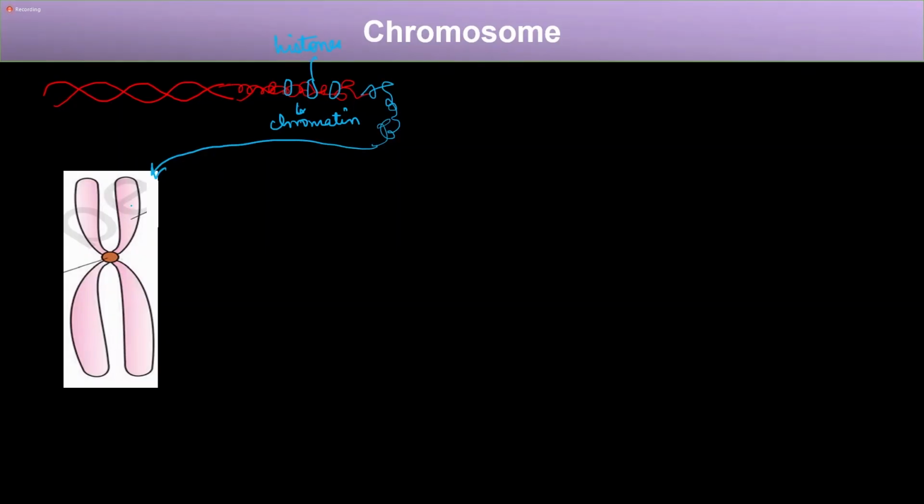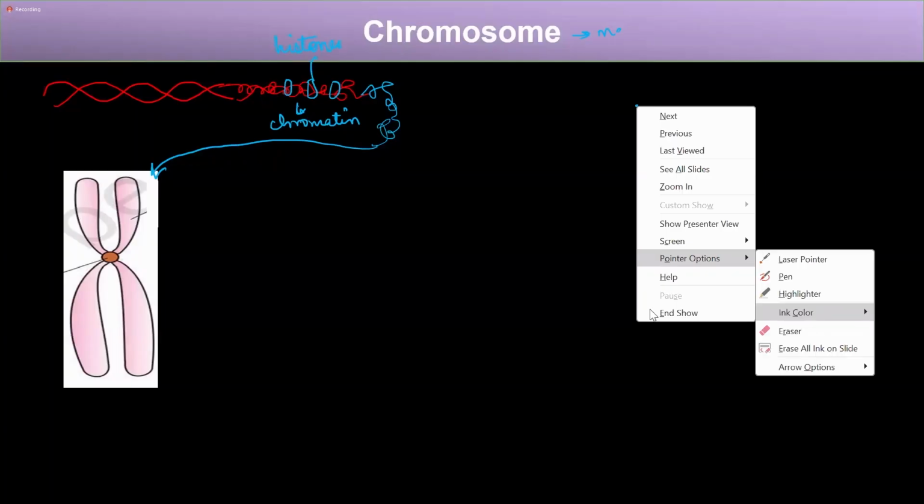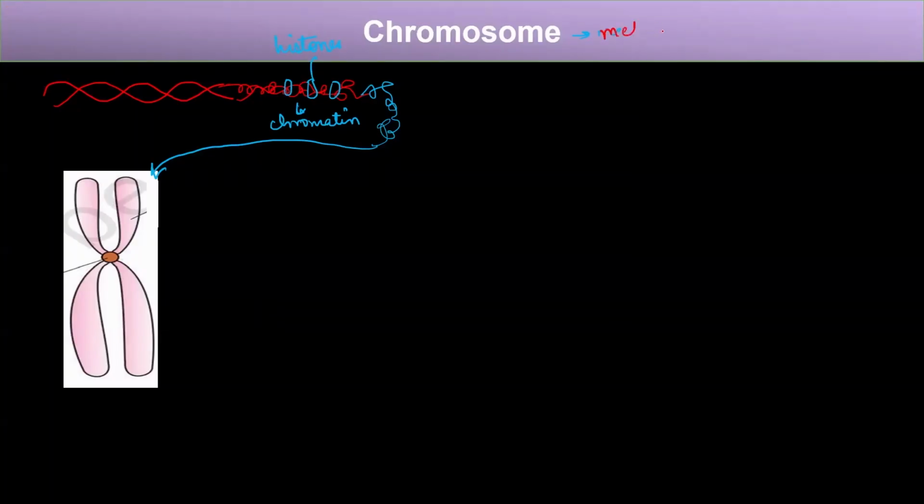But this structure is not always visible. Like I said in the previous slide, it is visible in M phase when the cell divides, and in M phase especially it is visible in the metaphase. So this structure is clearly visible in the metaphase of M phase. Okay, and what is this structure called? This structure is called chromosome.